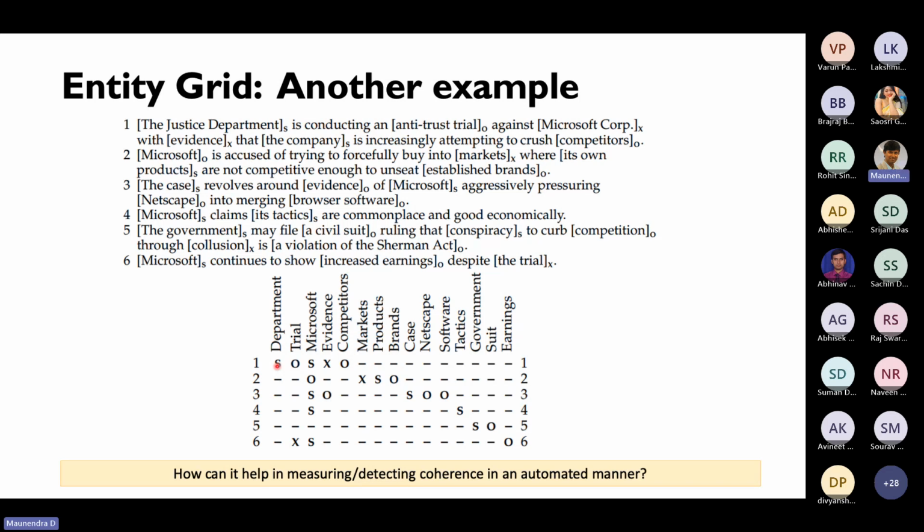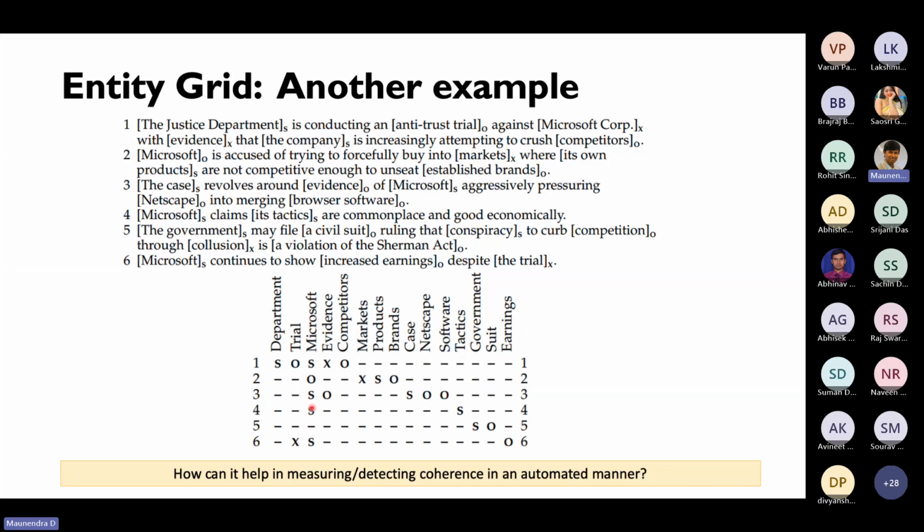there'll be transitions between these levels. If you look at the word department, S to null is a transition, and there are many null to null transitions. For the word Microsoft, S to O is one transition, O to S is another, S to S is another, S to null is another, null to S is another. So there could be different types of transitions here. One type is S to null, another is null to S, another is S to S.